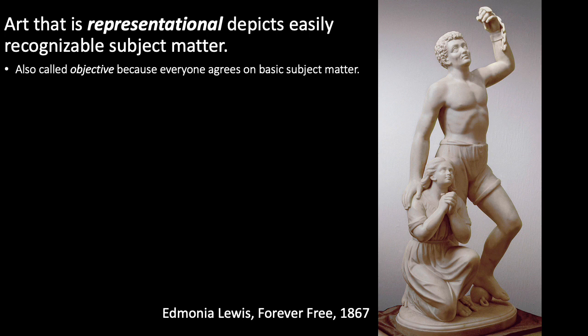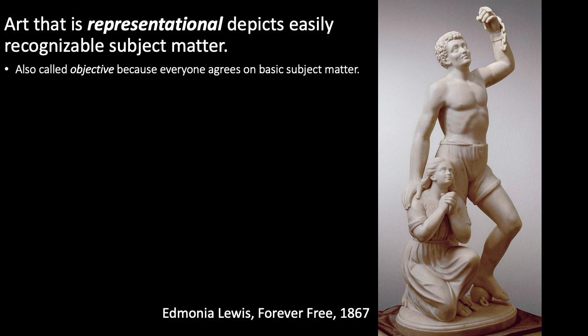Art that is representational is art that depicts easily recognizable subject matter. This does not mean that we automatically understand everything the work of art is trying to communicate. Rather, it just means that the objects or the subject is depicted in a way that we can easily recognize what is being represented. Anyone looking at the work of art would recognize it and agree on what it is. This type of art is also called objective art because everyone agrees on the subject matter.